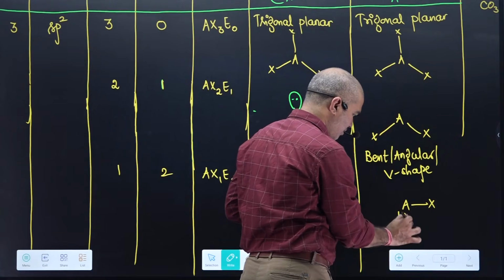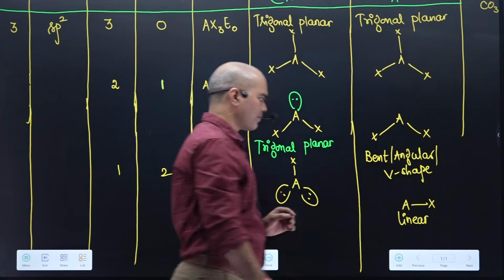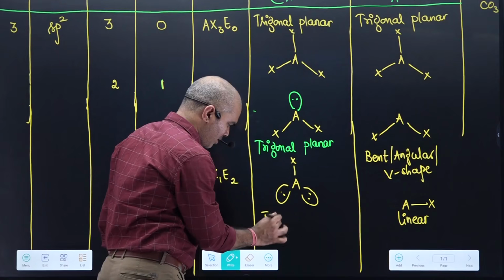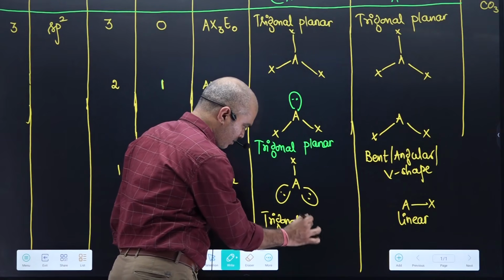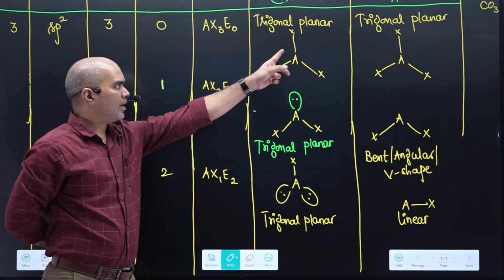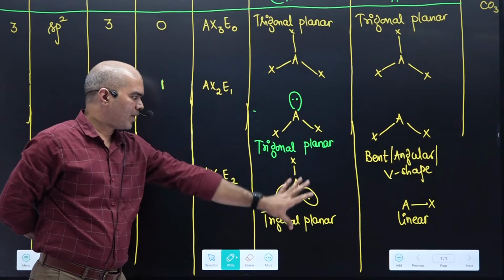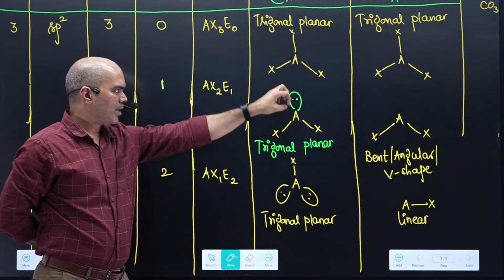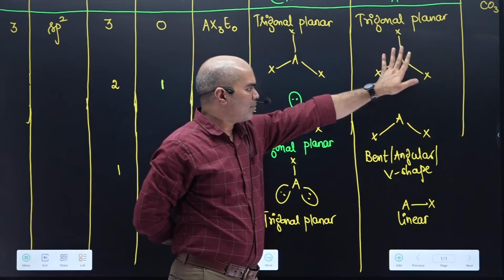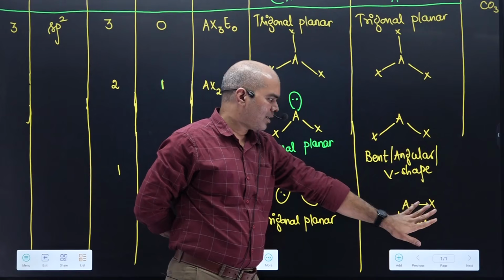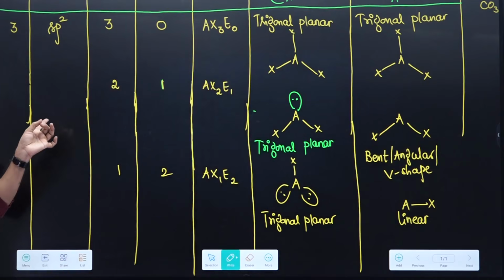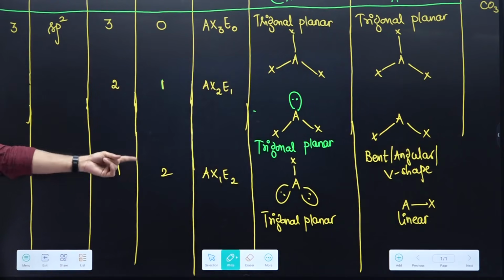Then what is the geometry? Linear. But what is the electronic geometry? It is still trigonal planar. Make out the difference. Trigonal planar, equilateral triangle. Trigonal planar, not an equilateral triangle. Because there is a lone pair, it occupies more space. So these two are not equilateral triangles. This is a trigonal planar, angular or bent, linear. Steric number is same, but molecular shape is changing.